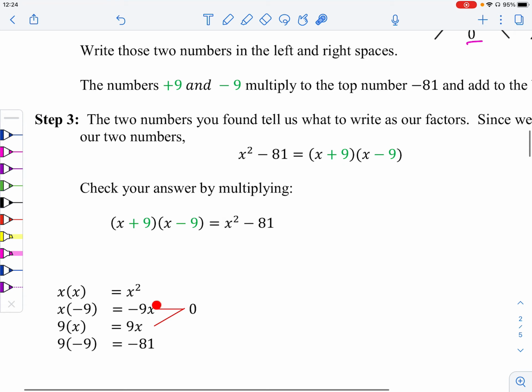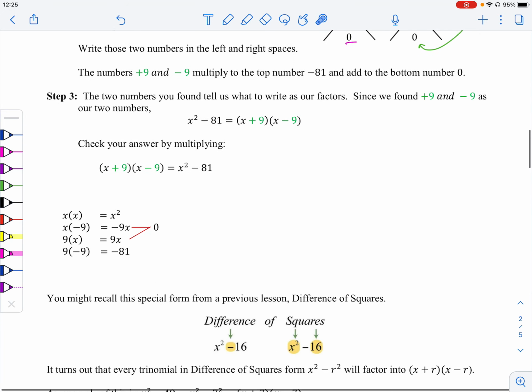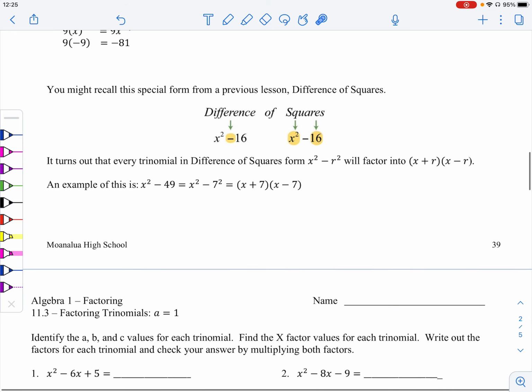Okay, we always check ourselves. You can multiply. The middle terms are going to add to 0 because there's no x in the middle, and they're going to multiply to -81 here. So we're going to go all the way just like that.